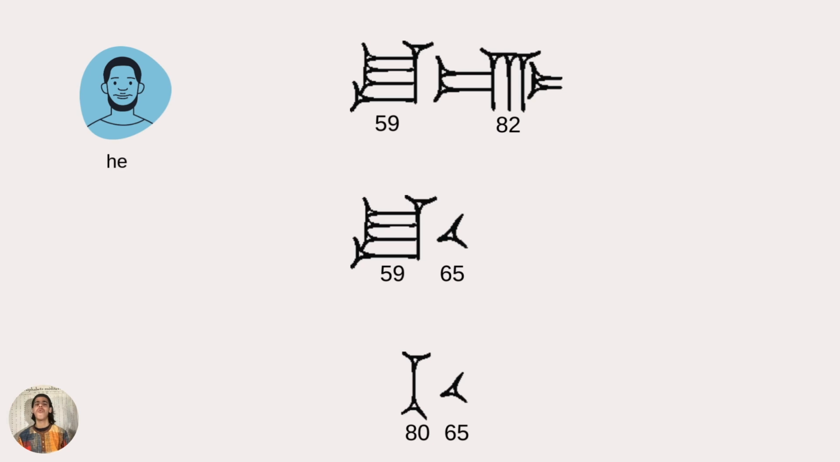Okay, so take your time. Stop the video if you need. Try to look up in the sign table. Try to do the transliteration yourself. And then we can go and check them together. So you need the 59, 82, 65, and 80. Okay, so we go to the next.